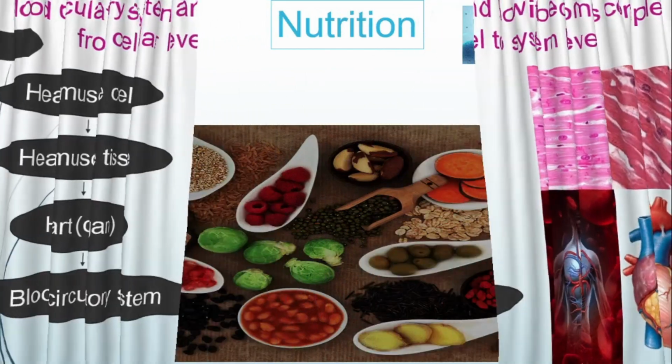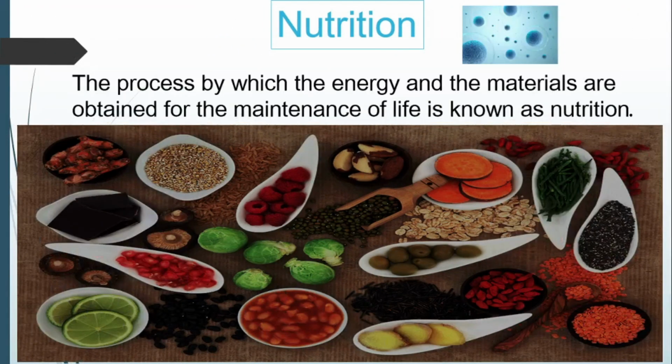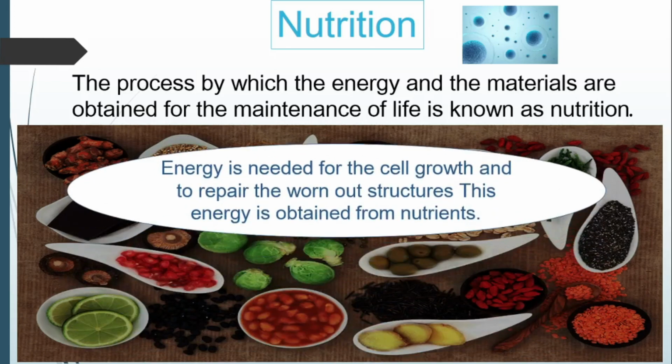The next topic is nutrition. The process by which the energy and the materials are obtained for the maintenance of life is known as nutrition. Energy is needed for cell growth and to repair the worn out structures. This energy is obtained from nutrients.